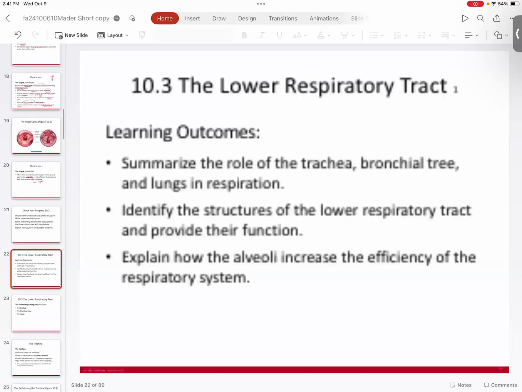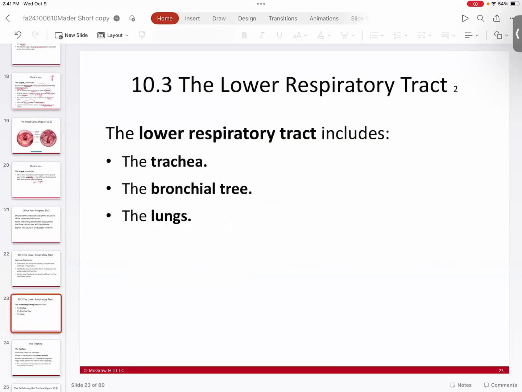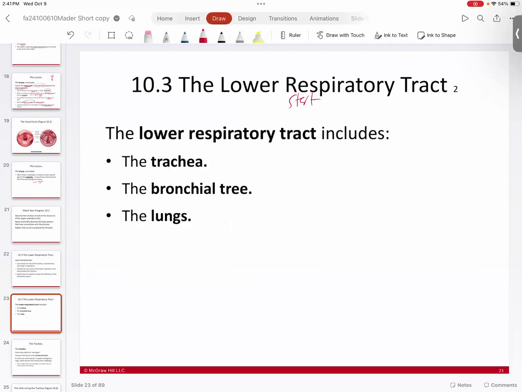So that is the larynx, and then next time we will start moving. This is a great place to start, actually, right? Because we'll start our lower respiratory tract stuff. We'll do that on Monday.